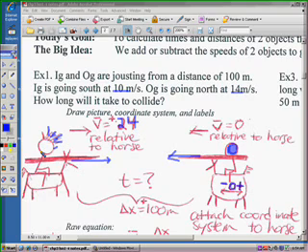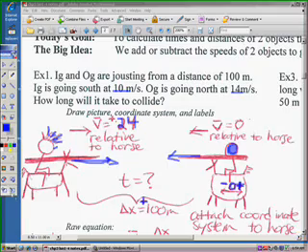Ig starts off 100 meters away from this origin. We want to know at what time, t, that's what we're looking for. We're looking for the t for that distance to get down to 0, from 100 down to 0. So the delta x is going to be 100. And it's going to be a positive 100 because Ig over here is going to the right, and the right is positive.